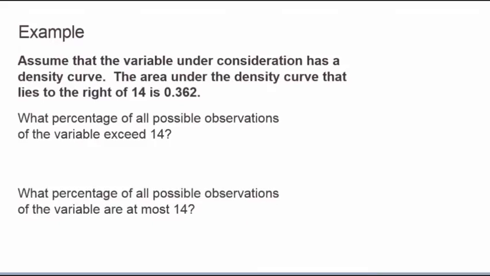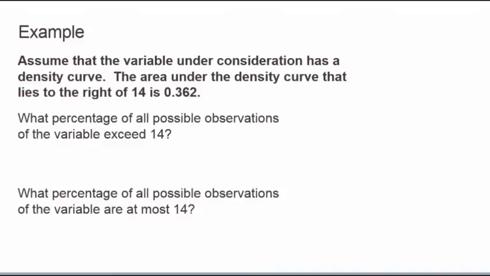Example. Assume that the variable under consideration has a density curve. The area under the density curve that lies to the right of 14 is 0.362. What percentage of all possible observations of the variable exceed 14? What percentage of all possible observations of the variable are at most 14?